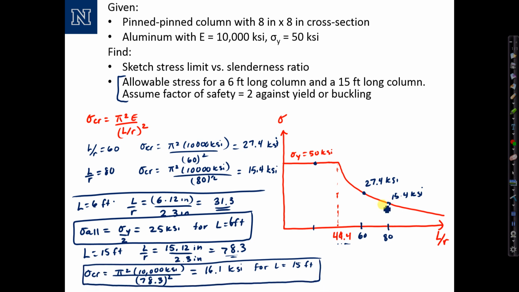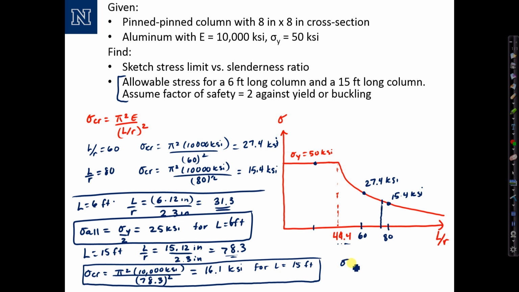And that makes sense if we look at our sigma versus L over R, stress limit versus slenderness ratio. That point would be about right here, just a little bit larger than 15.4. So that answer makes sense. So to summarize, a 6-foot column is a yield-controlled member and would have an allowable stress equal to sigma y over the factor of safety. The 15-foot column is much more slender and therefore is a buckling controlled member. Will have allowable stress equal to sigma crit divided by 2.